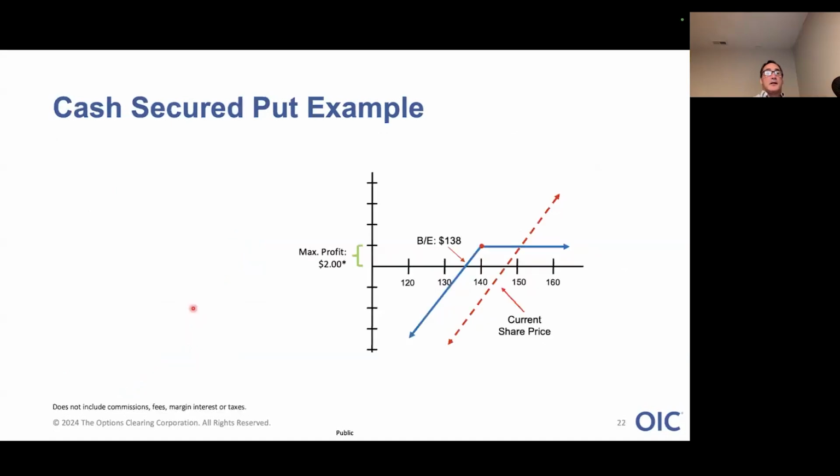Lastly, let's look at the cash secured put. The cash secured put is a way for people to use options to acquire shares at prices they're more comfortable buying them at. So what does that mean? What if I'm trying to buy this stock for $140, and I keep putting in my bid, but I keep missing it?